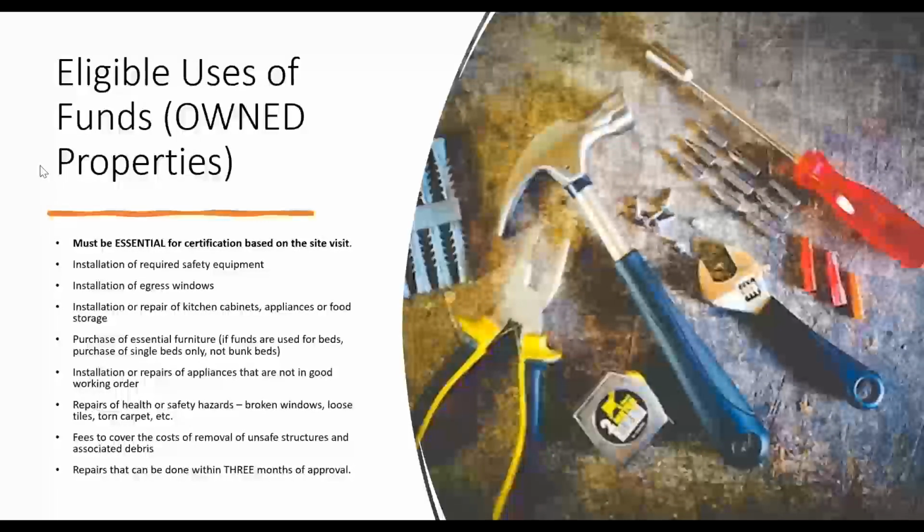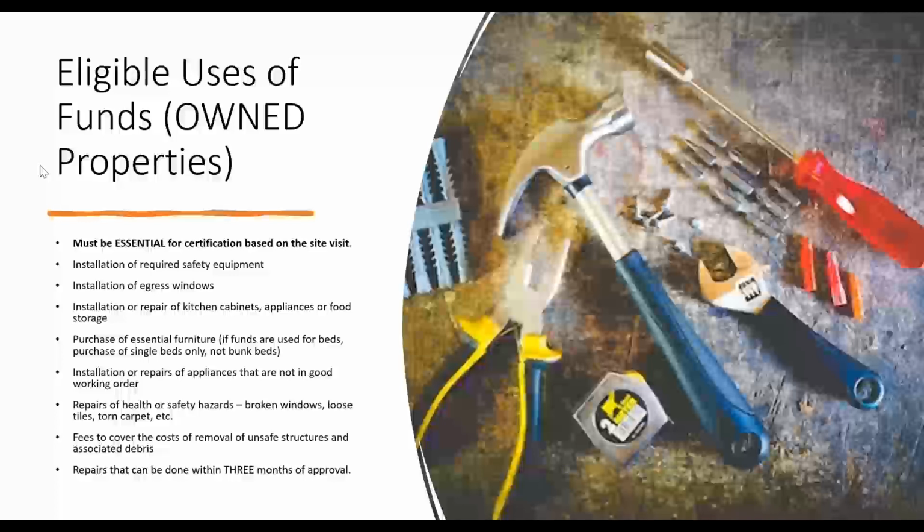And so the eligible uses of funds, and these are eligible uses for funds for organizations that own the property. So if you own the property that you're applying for funds for, again, the improvement must be essential for certification based on the on-site visit. So, for example, if you just want new windows in the home, but new windows weren't needed in order for you to achieve certification, that is not an eligible thing that we can fund.